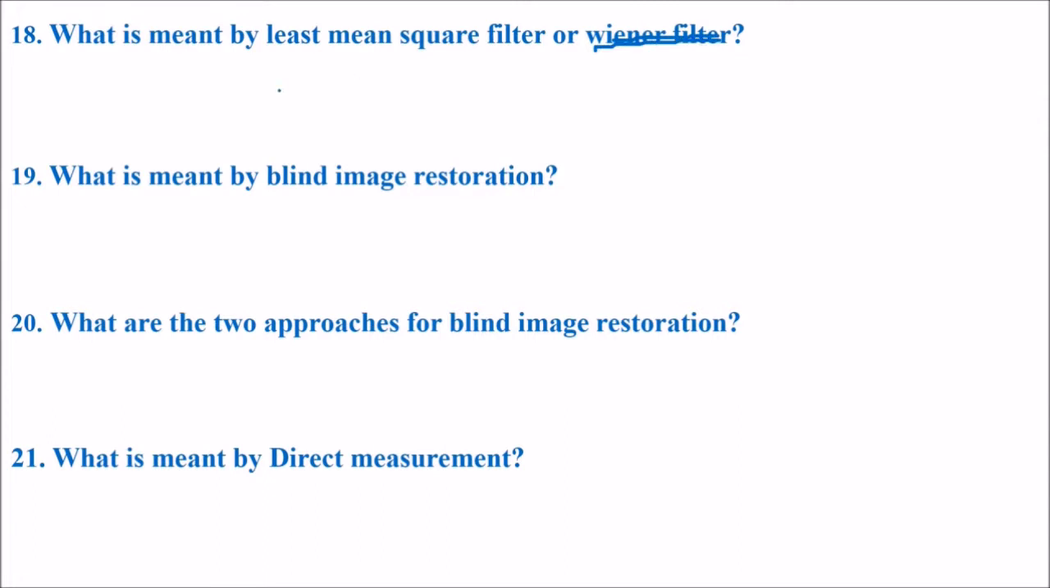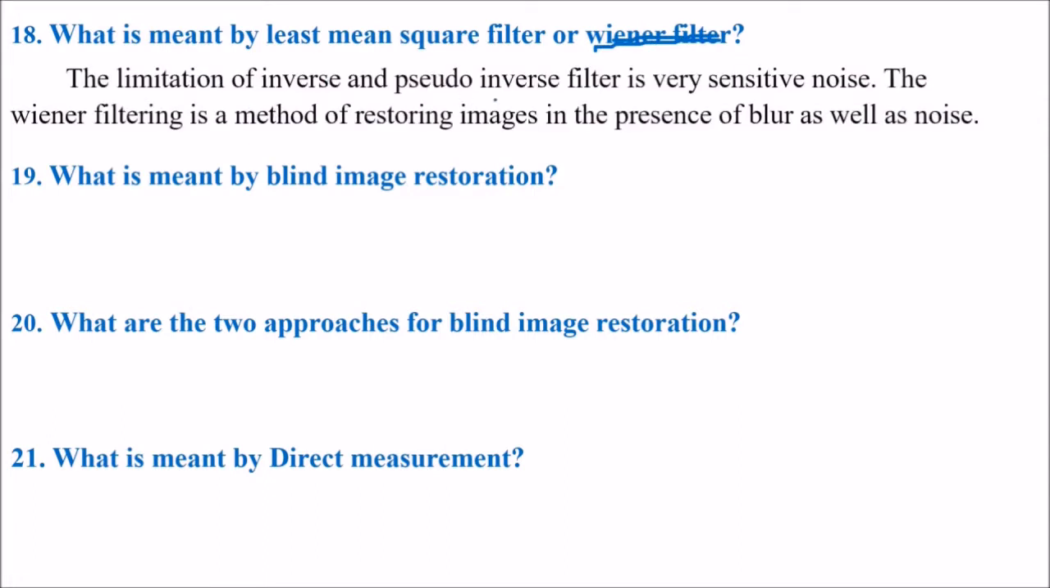What is meant by the least mean square filter or Wiener filter? The limitation of the inverse and pseudo inverse filters is that they are very sensitive to noise. So the Wiener filter is a method of restoring images in the presence of blur as well as noise, because the sensitivity is not there, not that much.